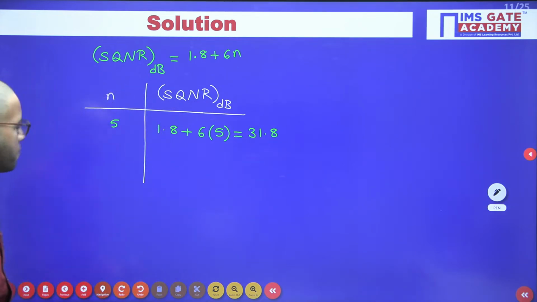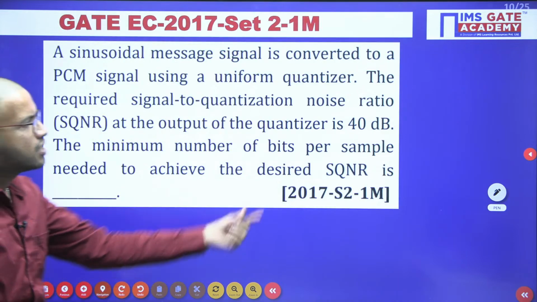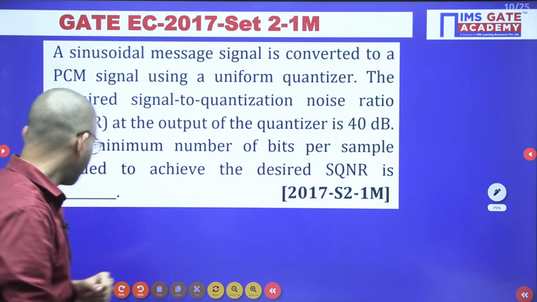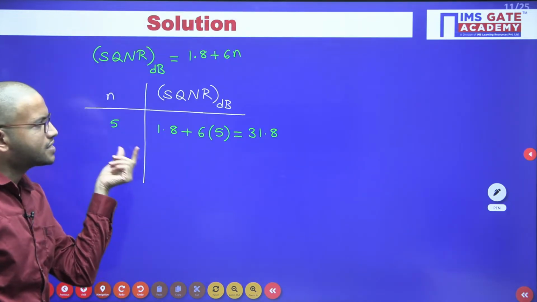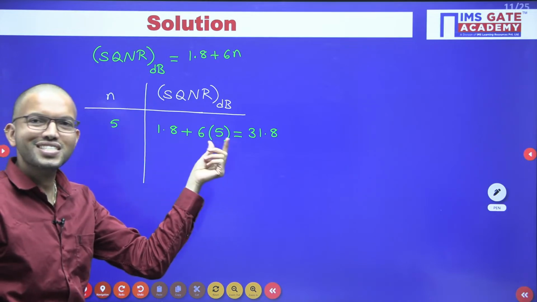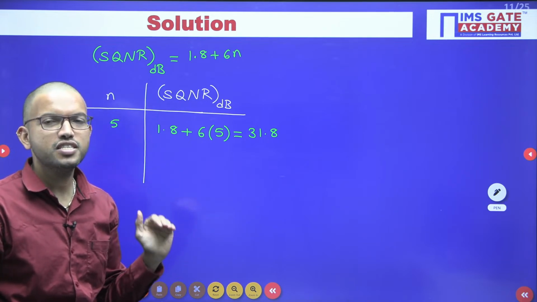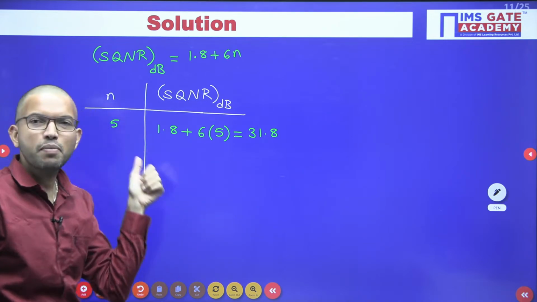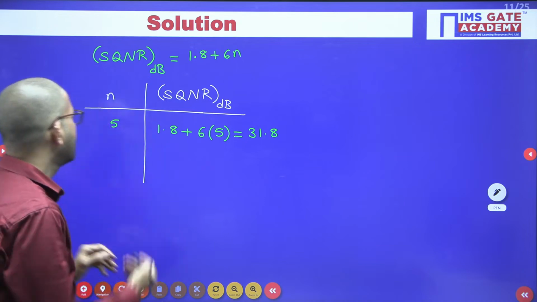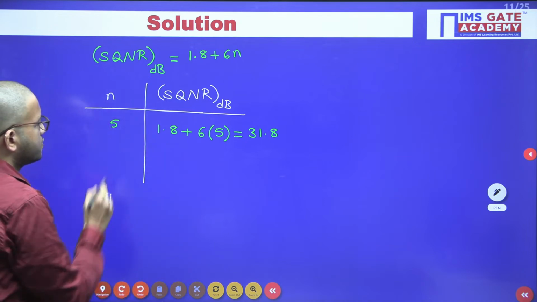31.8. Okay, but here what is our requirement? Our requirement is 40 dB. So if you are using 5 bits, we can achieve the signal to quantization noise ratio as 31.8, but our requirement is 40 dB. So that means 5 bits are not sufficient, right? So let us increase one more bit.